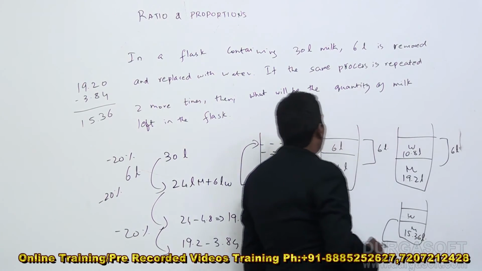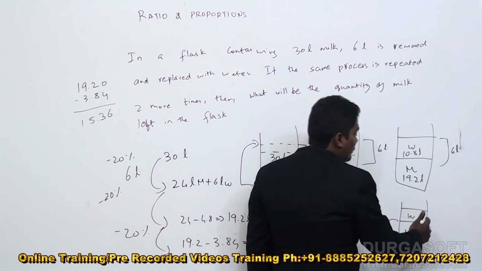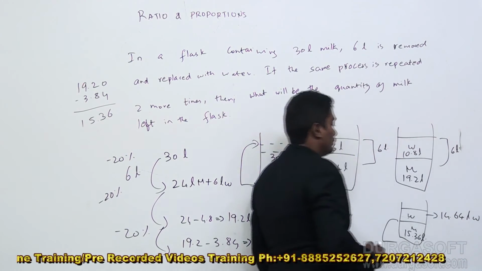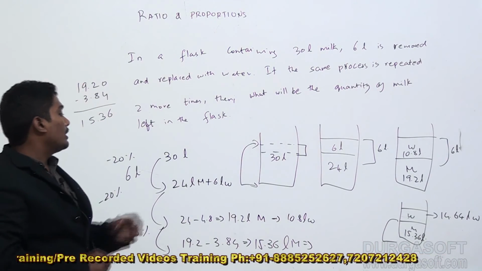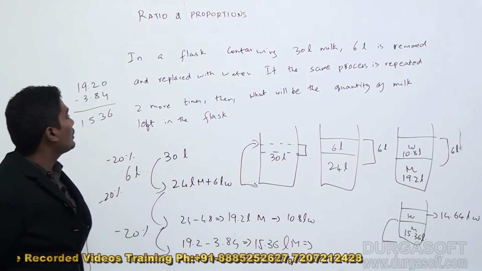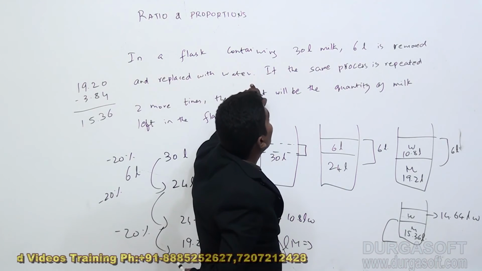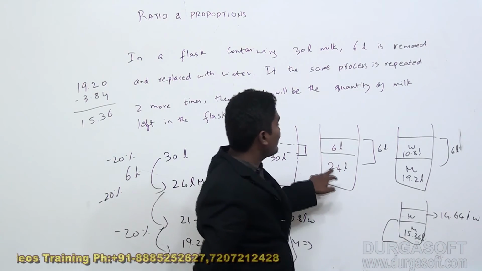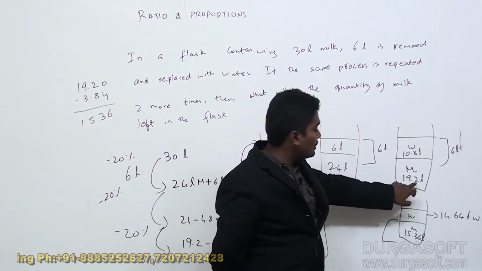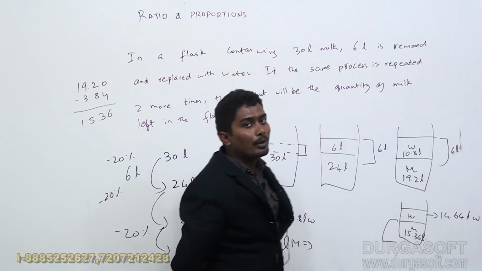Of the 30 liters, 15.36 liters is milk, so the water is 30 minus 15.36, which is 14.64 liters. So the answer is 15.36 liters of milk will remain after 3 such attempts. First when I remove 6 liters, there will be 24 liters. Again when I remove 6 liters, I will have 19.2 liters. Once more, I will have 15.36 liters.